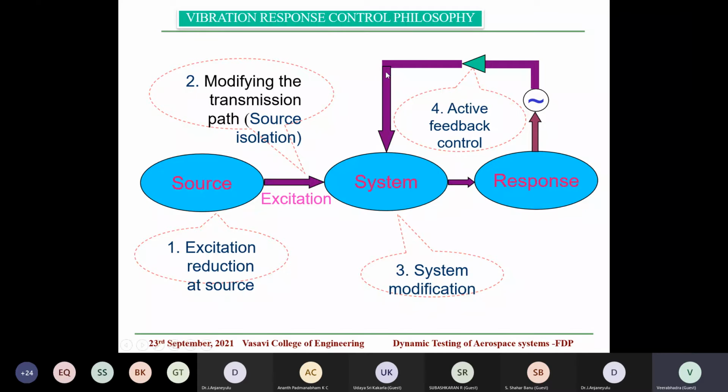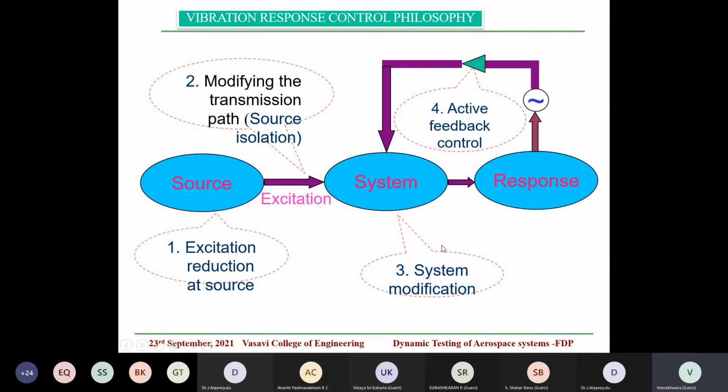Or if you can do active vibration control, we can get the response and send an anti-signal and see that the response is mitigated or reduced. But active vibration control is used mostly only for very low frequency. For example, the International Space Station has one active vibration control of up to 4 to 10 hertz. This is generally not possible in aerospace applications. So now we are left with modifying the isolation, modifying the transmission path, or modifying the system.